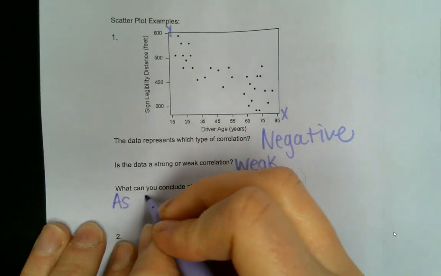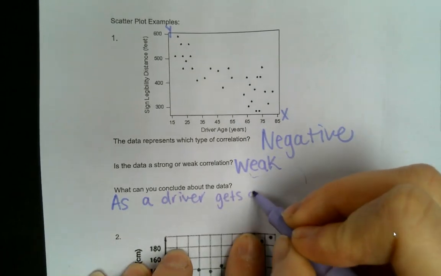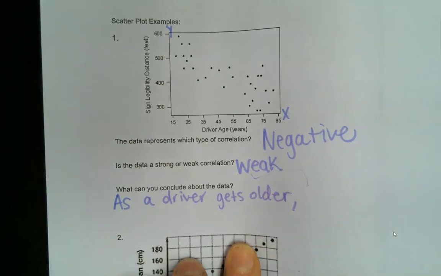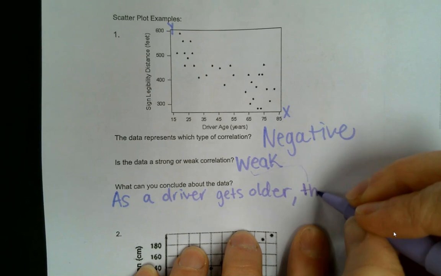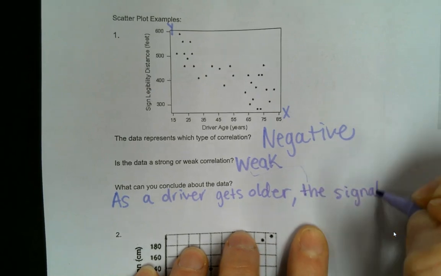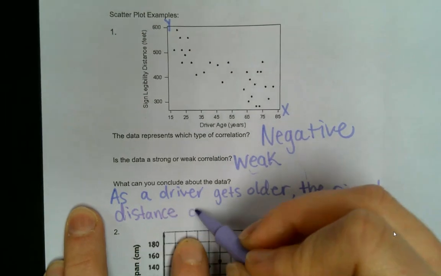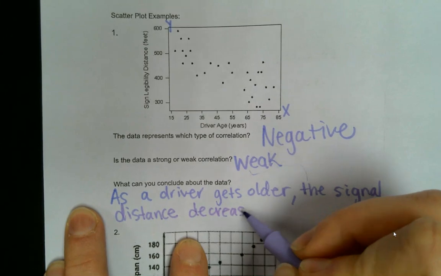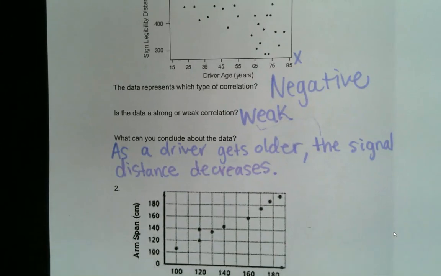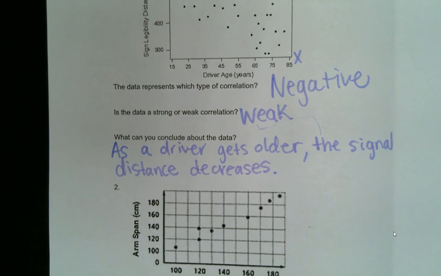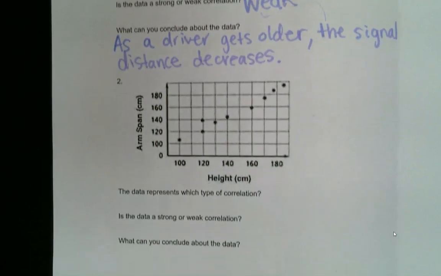So as a driver gets older, the signal distance decreases. So that's how you could describe that data. Let's go to the next one.